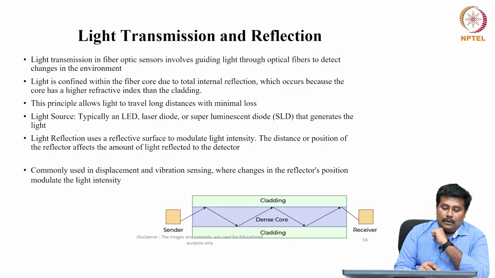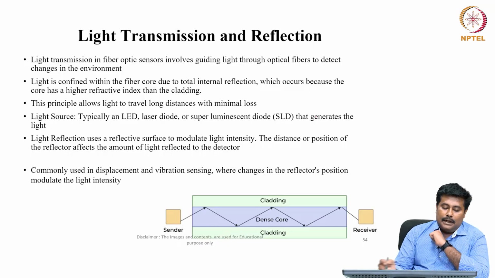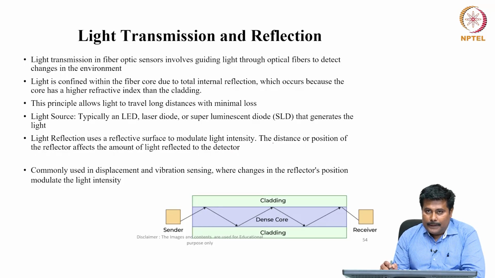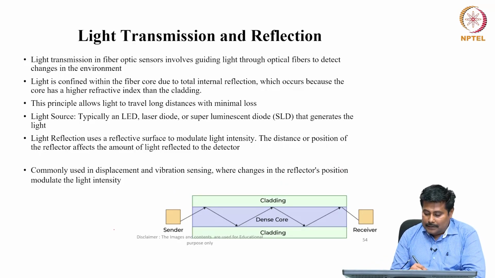With reference to the light source, typically an LED, laser diode or superluminescent diode is used to generate the light. The light reflection uses a reflective surface to modulate light intensity. The distance or position of the reflector affects the amount of light reflected to the detector. It is commonly used in displacement and vibration sensing, where changes in the reflector position modulate the light intensity.